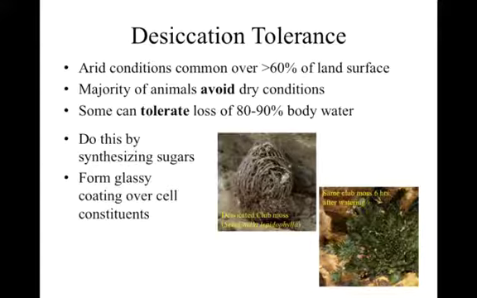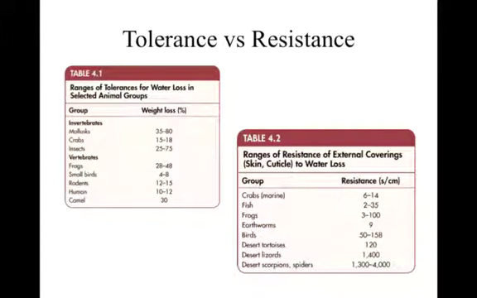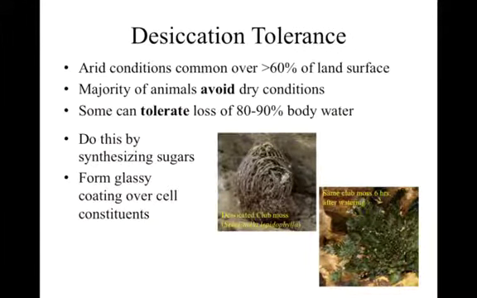There are, however, some organisms that can tolerate massive losses of body water, 80 to 90% body water. So if I go back, the mollusks only get up to 80%. Some organisms can actually lose 90% of their mass in body water. How do they do this? Well, they do this by forming or synthesizing sugars that form glassy coatings over their cell constituents. And that kind of protects the cells even when they get desiccated.